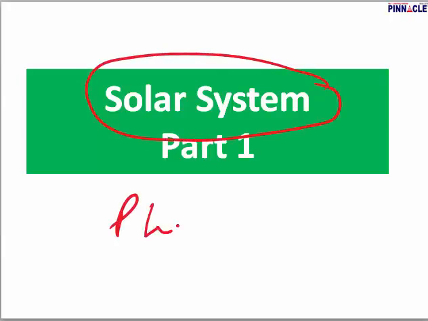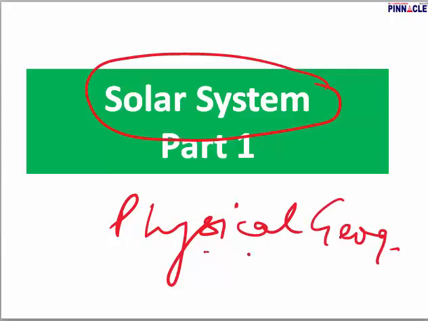This comes under physical geography. In physical geography, we'll talk about the solar system, the interior of the earth, different kinds of rocks, different kinds of volcanoes, and agents of weathering. A lot will be covered in detail in physical geography.